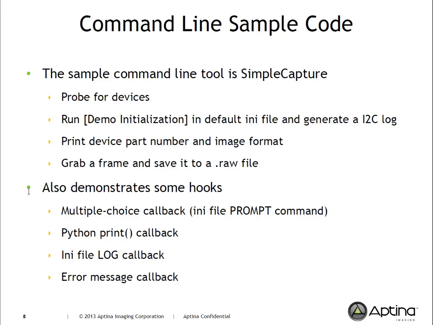And it also demonstrates some of the hooks that are available. Multi-choice callback, which is available as an ini file prompt command. For example, if you want to prompt the user for which interface they would like to initialize the sensor for, for example, if it's parallel or MIPI. There's a Python print callback, an ini file log callback, and error message callback. So some callbacks that are also available.